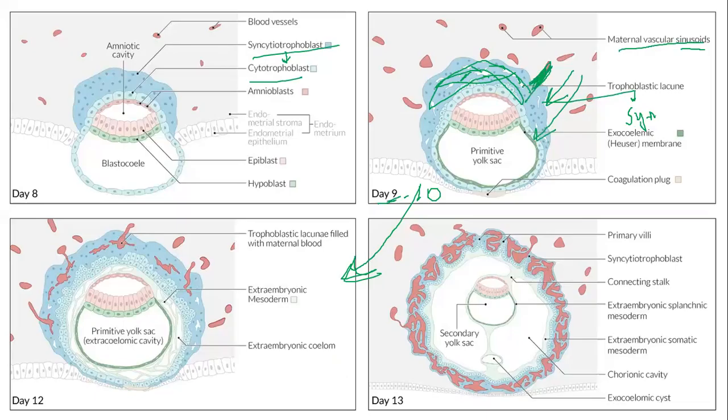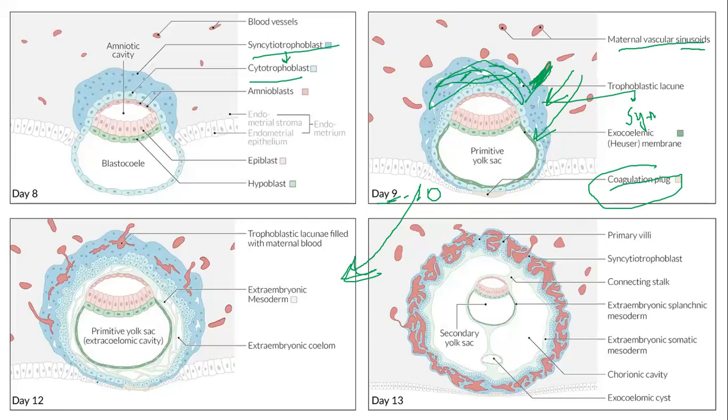Okay, so we can see, as I said in the previous slide, that there is a fibrin plug here, which after the embedding is helping the closure of this defect. And we are done with the uteroplacental circulation, which is basically the connection between the placenta and the baby. This uteroplacental circulation occurs on the 11th to 12th day.